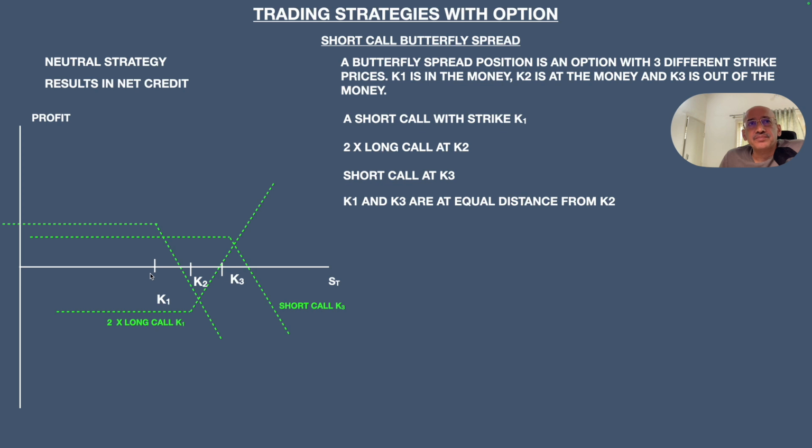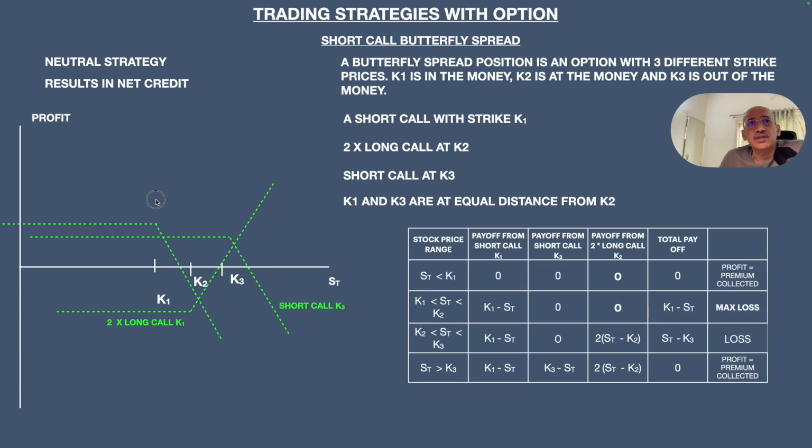Now here at K1, if the price is below K1, then there will be no loss in the short call. You will get to keep the premium. Otherwise, if the stock price starts moving beyond K1, then this short call will lead to losses. Now this is what is going to happen. So there will be limited profit if the price moves drastically below K1 or above K3. However, if the price remains very near to K2, then you will have a limited loss.